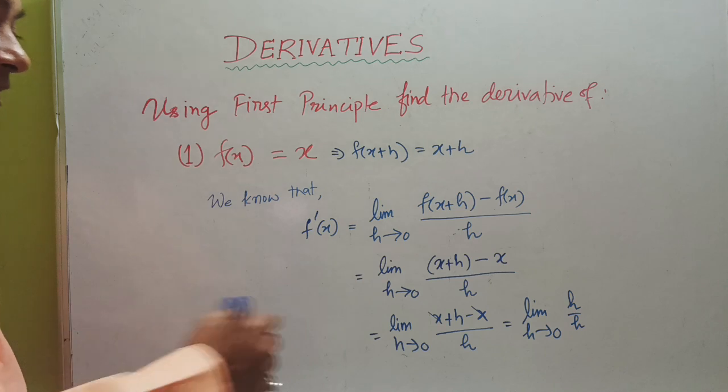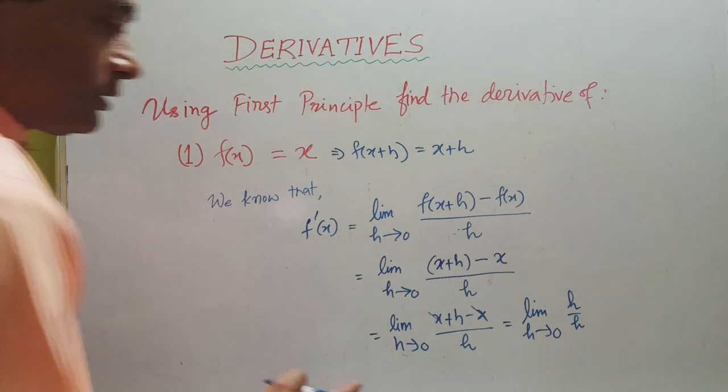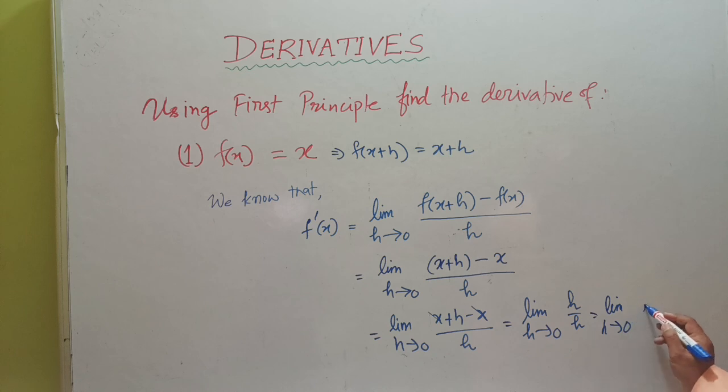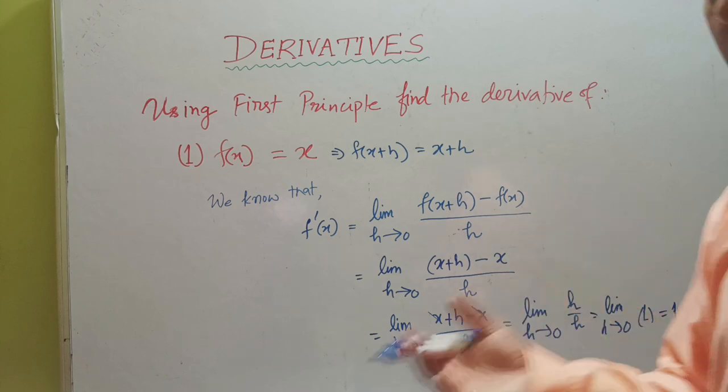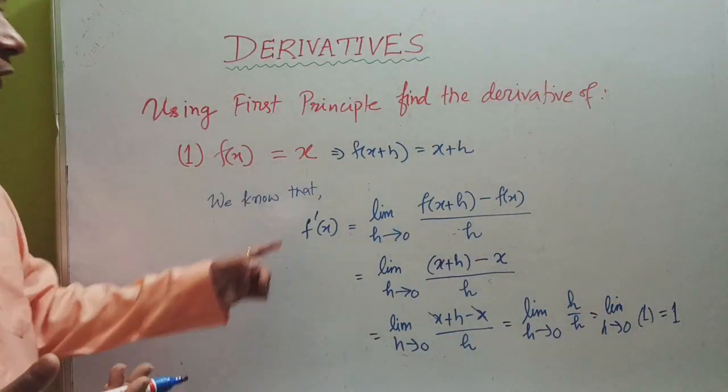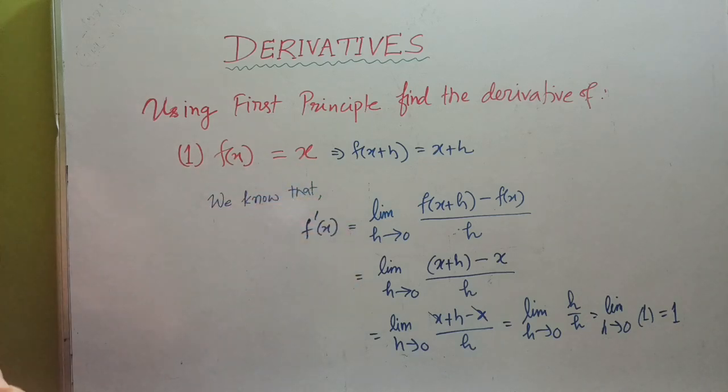Okay. What is the limit of h upon h? It is the limit of 1. As h tends to 0, h by h is 1. And from the previous topic, limits, we know that the limit of a constant is the constant itself, so the answer is 1. So what do we conclude? We conclude that the derivative of an identity function is equal to 1.